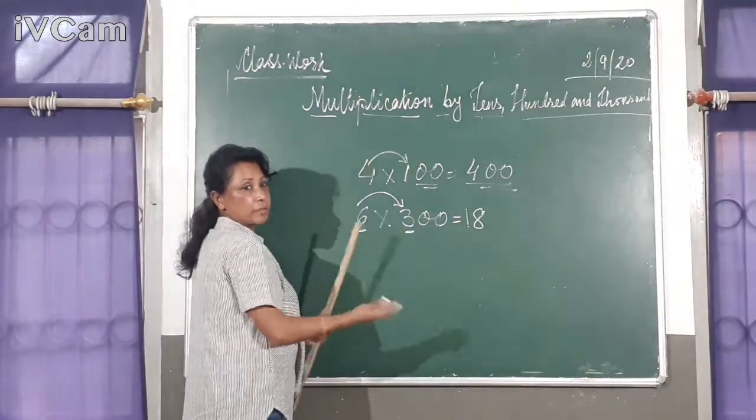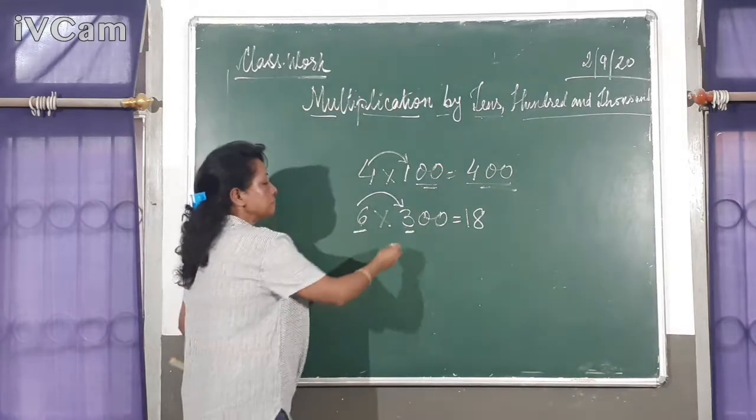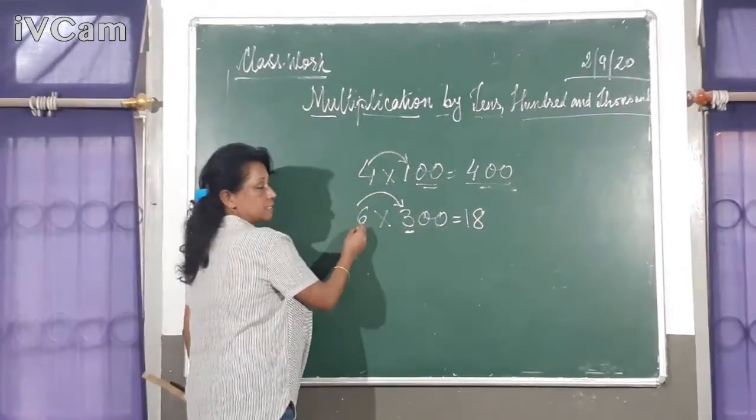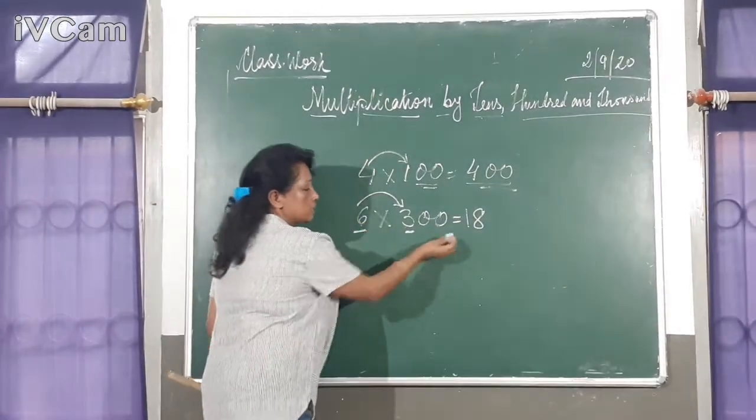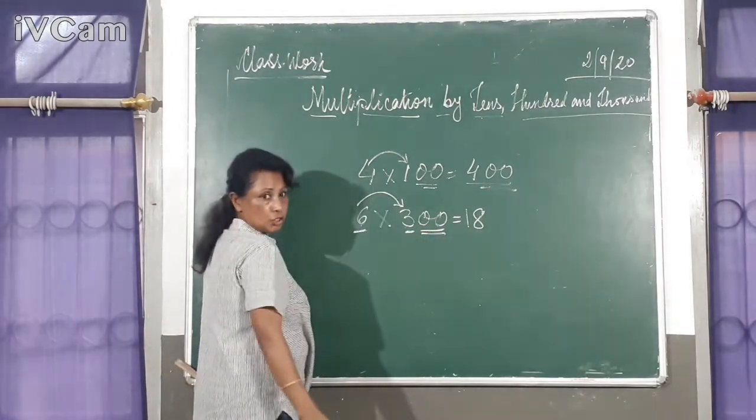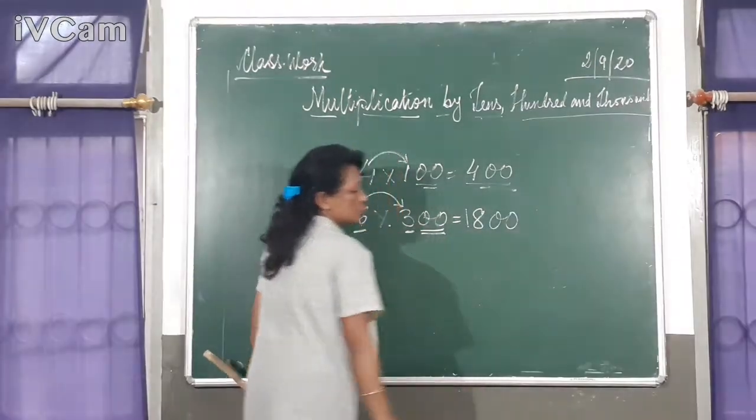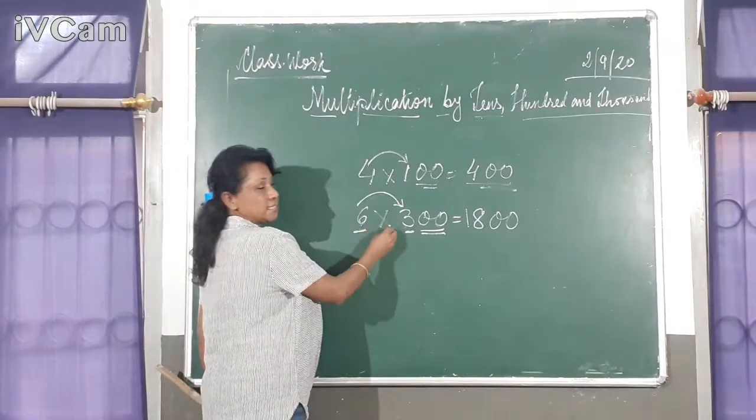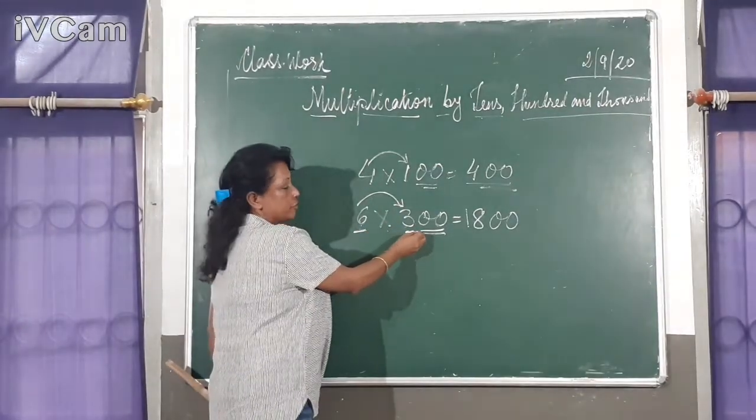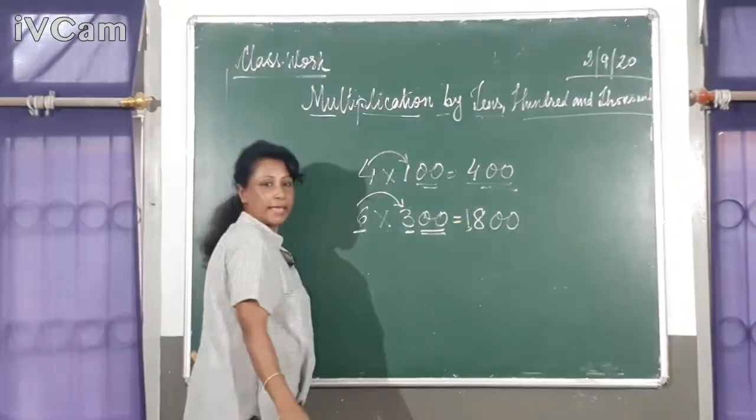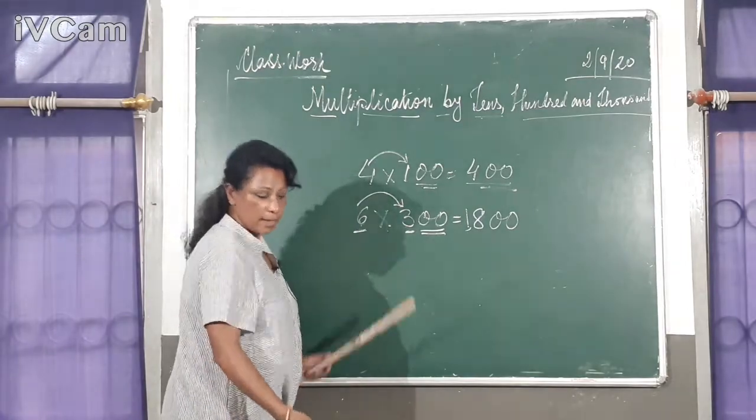I told you in multiplication you can do vice versa, right? 6 threes is 18, 3 sixes is also 18. So you wrote 18 here, and how many zeros are here? 2 zeros. So you just add 2 zeros. So 6 times 300 is 1800. So isn't it easy?